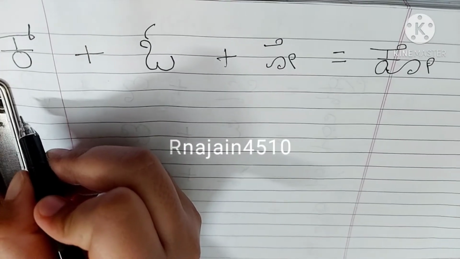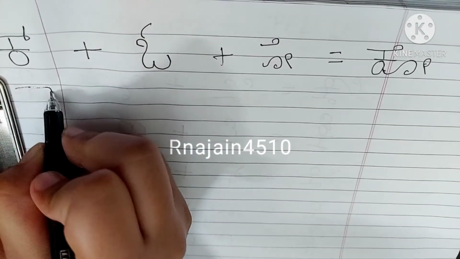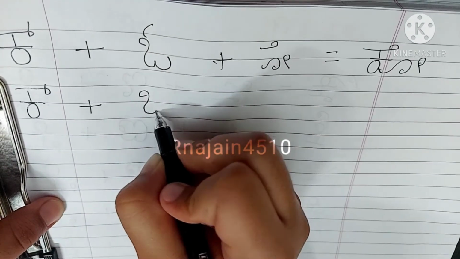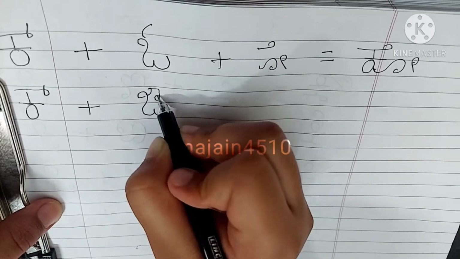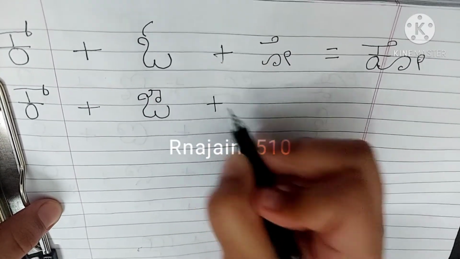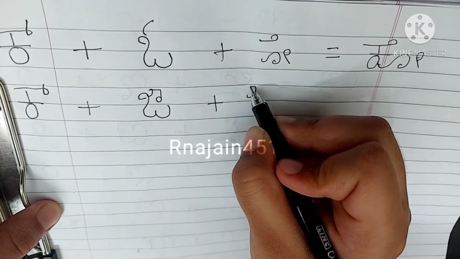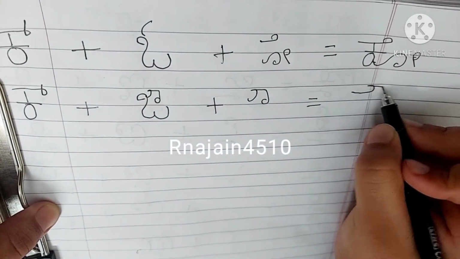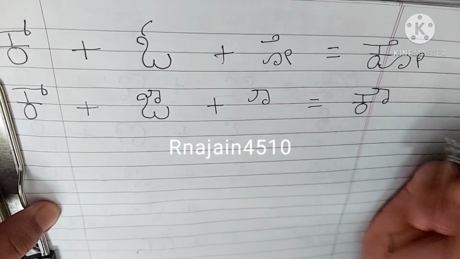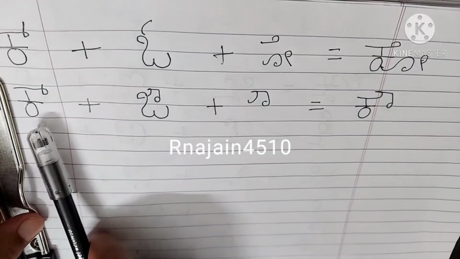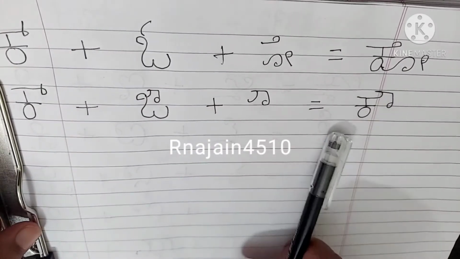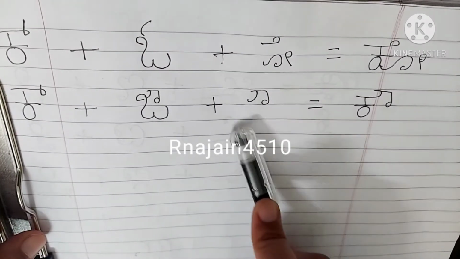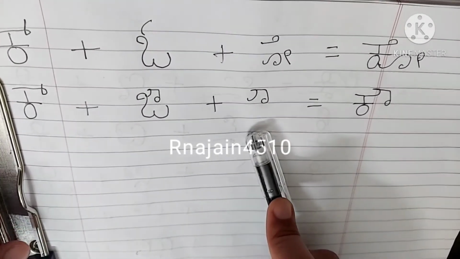Now next is Kau. First we'll write half K plus Au plus Au matra is equal to Kau. Okay. K plus Au is equal to Kau. We call Au matra as Outwa.